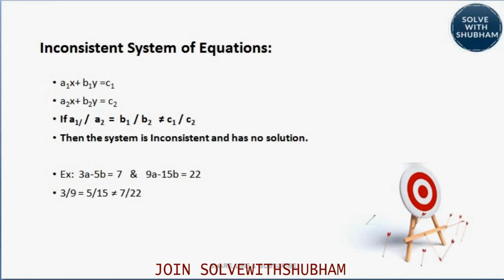Inconsistent system of equations. So we have been given two equations. If we want no solution, then a1 by a2 is equal to b1 by b2 but should not be equal to c1 by c2. So we should remember these concepts because there are a few times when questions are based on this concept. So for example, 3a minus 5b is 7, 9a minus 15b is 22, a1 by a2 is 3 by 9, 1 by 3, b1 by b2 minus 5 by minus 15 is 1 by 3, not equal to c1 by c2, 7 by 22. In this case, the system will be inconsistent and it will have no solution.